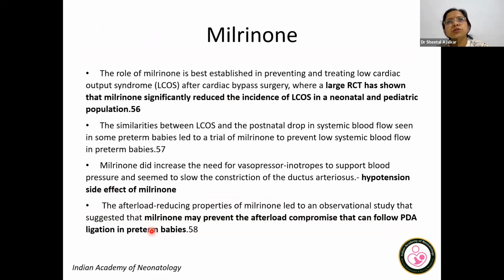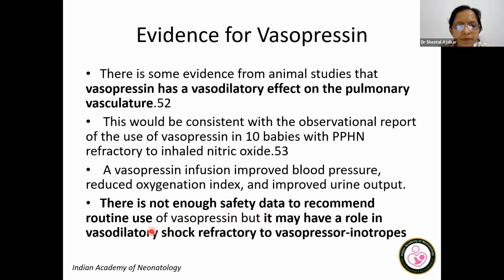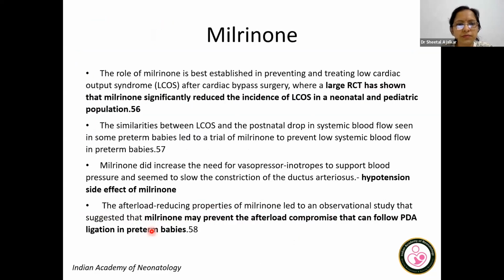Coming to milrinone: vasopressin, as we saw in the evidence, is helpful in PPHN resistant to iNO, and as an agent which can be used in refractory cases of shock. Coming to milrinone, a large RCT has shown that milrinone significantly reduces the incidence of low cardiac output state in neonatal and pediatric populations. So this is definitely useful after PDA ligation. The afterload reducing properties of milrinone led to an observational study suggesting that milrinone may prevent the afterload compromise that can follow PDA ligation in preterm babies. Also, there is a hypotensive effect of milrinone which has been shown in these studies.